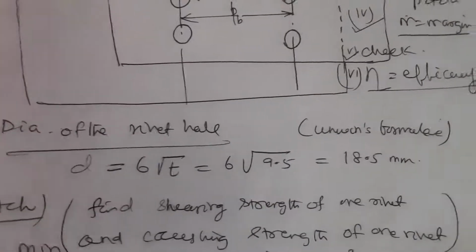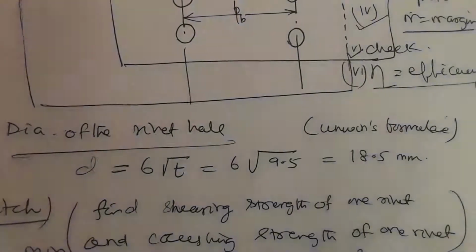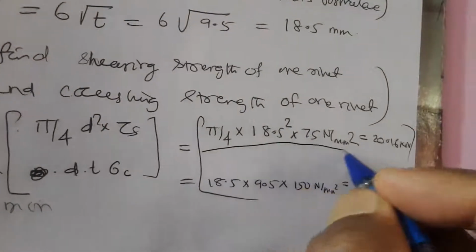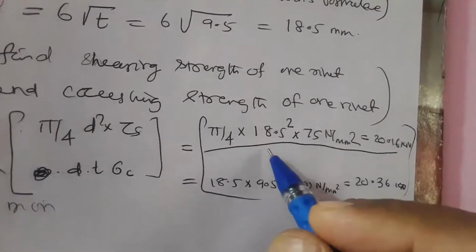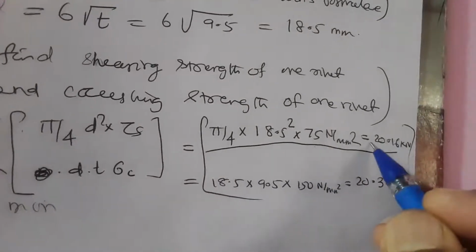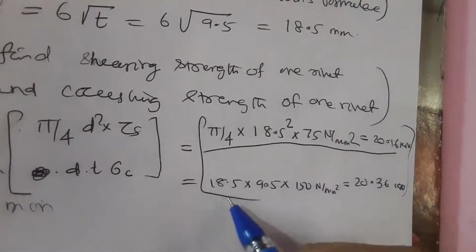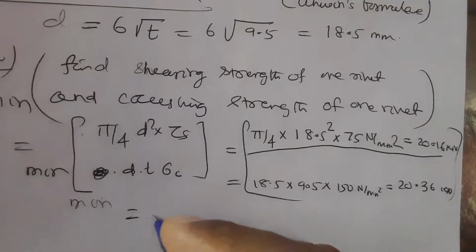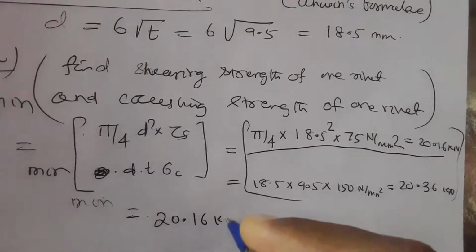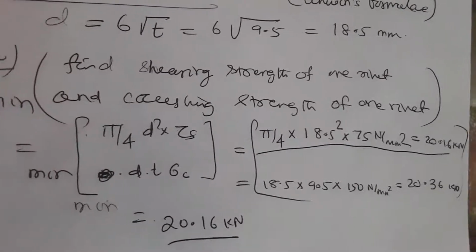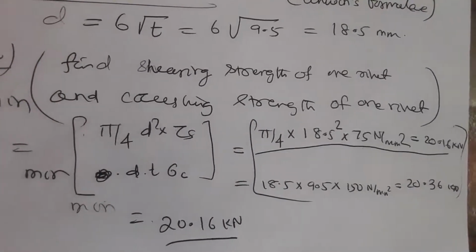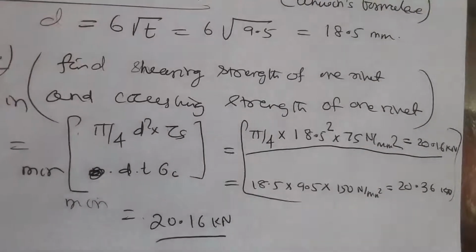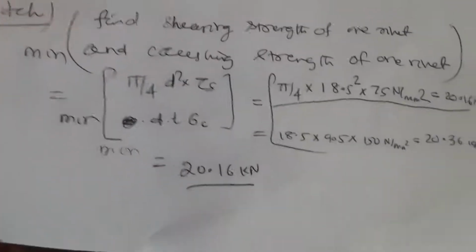So out of these the minimum is the shearing strength, pi by 4 d square tau, which is equal to 20.16 kilonewton. The minimum is 20.16 kilonewton. This has to be compared to the tearing strength of the plate. So pitch is found out by comparing.